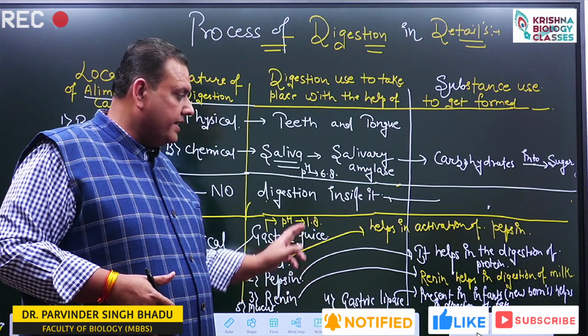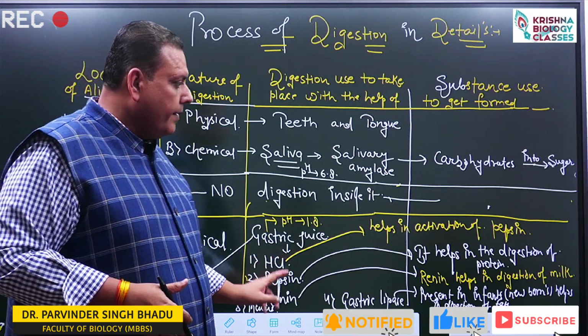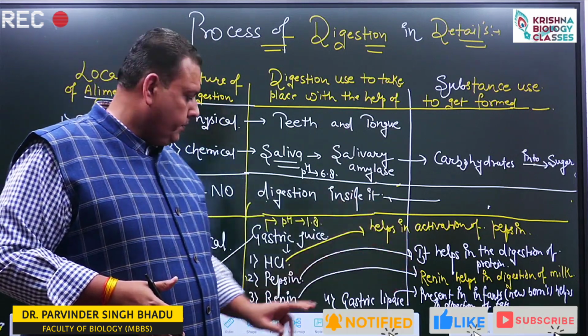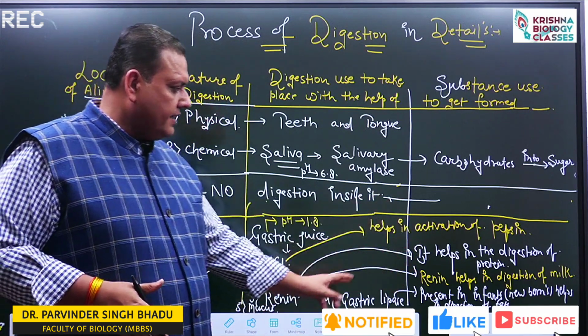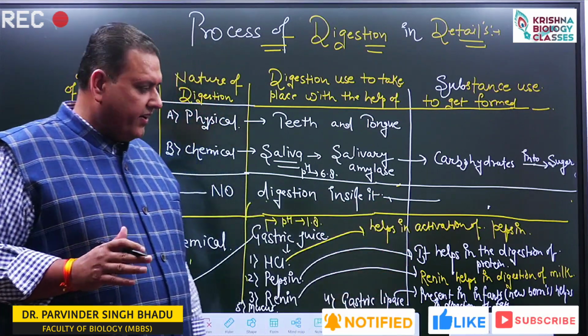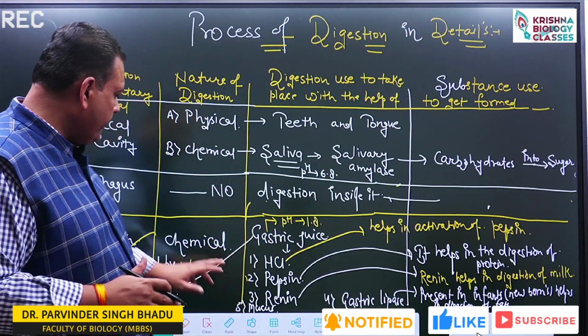HCl plays an important role in the activation of the enzymes. Pepsin helps in the digestion of the protein. Renin helps in the digestion of the milk. Gastric lipase is present inside the infant and it helps in the digestion of the fats, and mucus protects the inner lining.